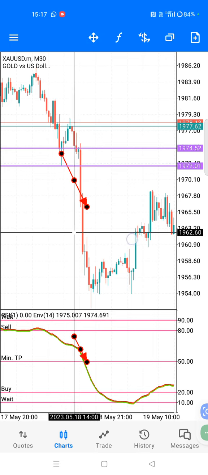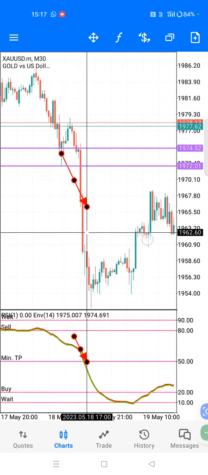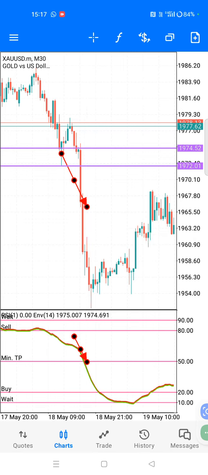If you look carefully, when the envelope crossed the 50 minimum TP line, it will be around this candlestick, this long doji. So meaning to say, with the second long bearish candle, you still can carry on with your trade. From 1974.52, you managed to go to about 1959. That is 150 pips. If you were to trade at 0.01 lot, you already earn $15.